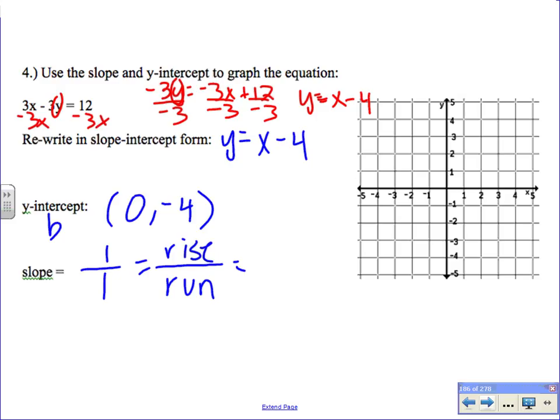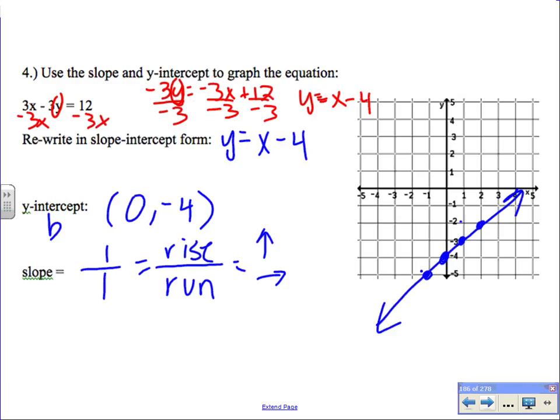B is where I begin. 0, negative 4. 1, 2, 3, 4. And then I go up 1 to the right 1. Up 1 to the right 1. How do I get the opposite? Camila? The point over here. Right, down 1 and to the left 1. So the exact opposite of what I just wrote. Any questions on number 4?